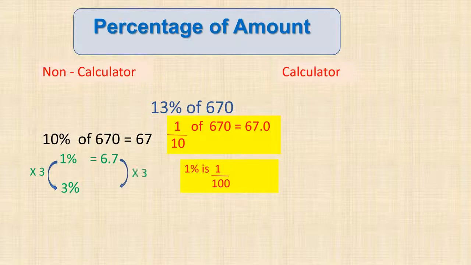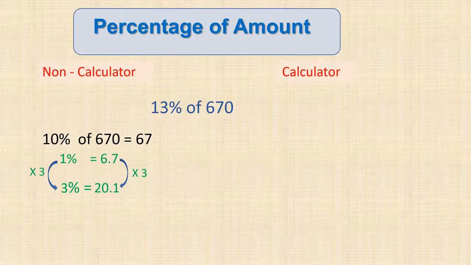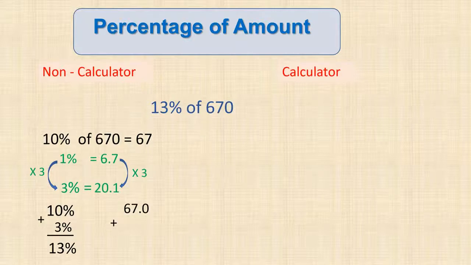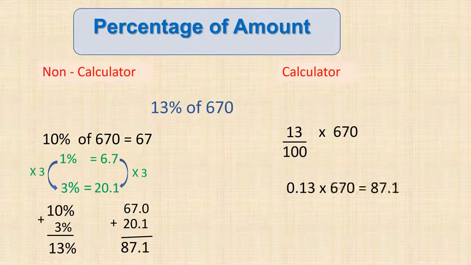Do the same to the other side. 6.7 times 3 will give you 20.1. Now 10% plus 3% will give you 13%, which is what you're looking for. 10% is 67, 3% is 20.1. Add them up, will give you 87.1. So 13% of 670 is 87.1. Using the calculator, change 13% to a decimal and multiply by 670. So that will give you 0.13 times 670 gives you 87.1.